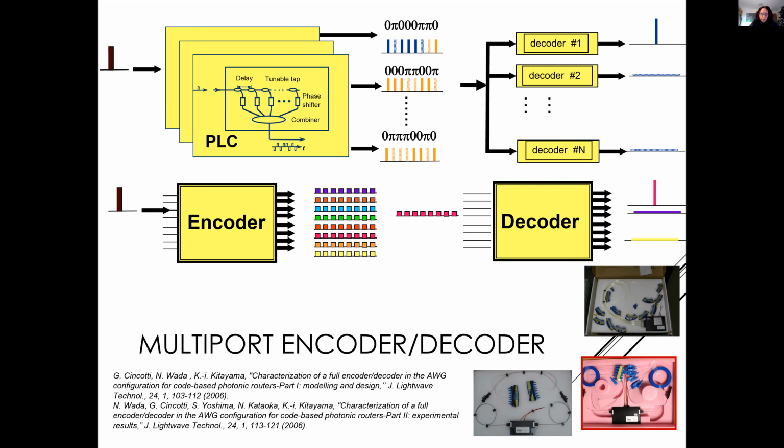Together with my Japanese colleagues, we have fabricated the very first device, this one, that was able to generate 16 codes. So if you send the pulse here, basically you have 16 copies of the pulse, but each chip of the code has a different phase. And they are orthogonal to each other. So if you select one code and send it through the decoder, at the output you see a peak only at the matched port. At all the other ports, you see no signal.